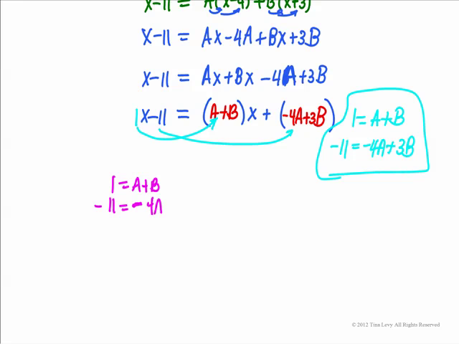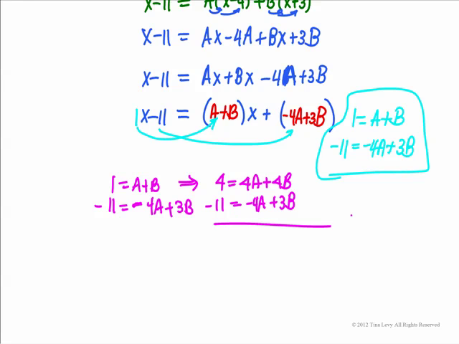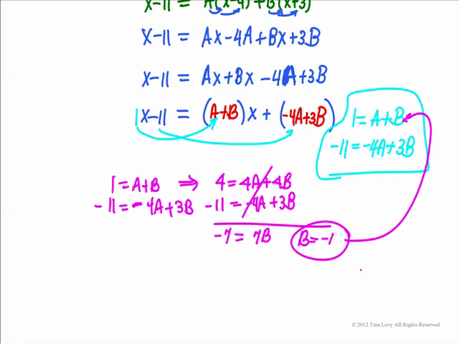We have negative 4A plus 3B. I am going to multiply the top by 4, which gives 4A plus 4B, and then we get negative 11 is negative 4A plus 3B. And sure enough, we get negative 7 is 7B. So from there we get B is negative 1. And when we put that in here, we get 1 is A plus negative 1. So A becomes 2, and we get the same result.